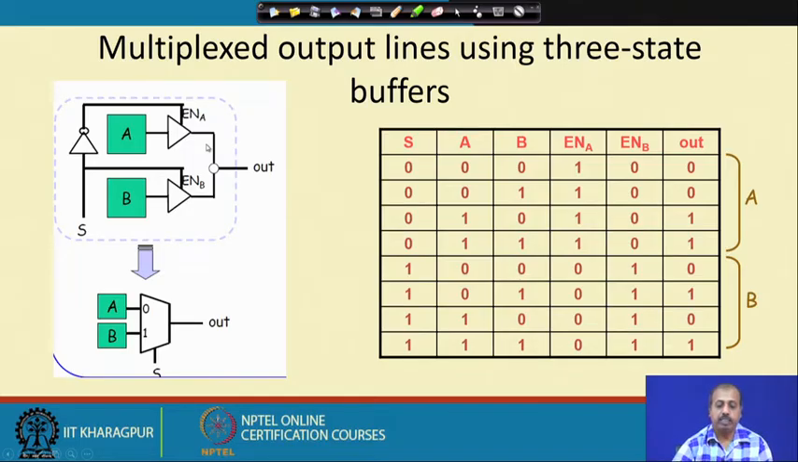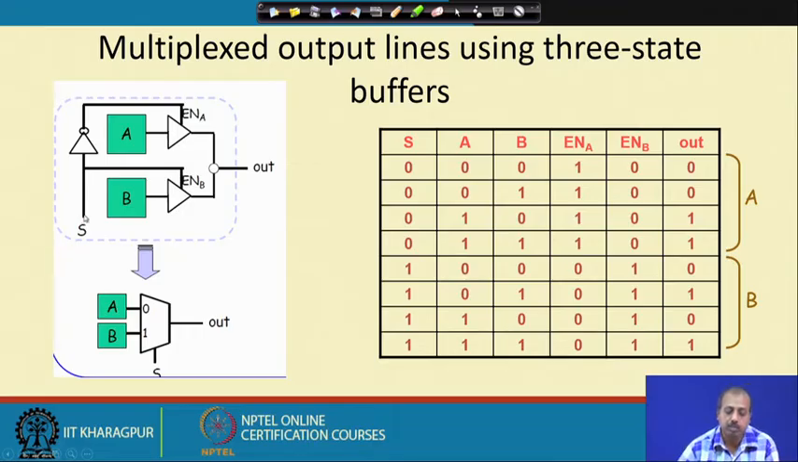One possibility is that we can use some sort of multiplexer, that is, multiplexed output lines using 3 state buffers. This solution we have seen some time back. Here A and B are the 2 block outputs, and we put a tri-state buffer on each. This is controlled by En A and this by En B, and S is the select of the multiplexer. It will select one of these 2 outputs and that will go to the output line.